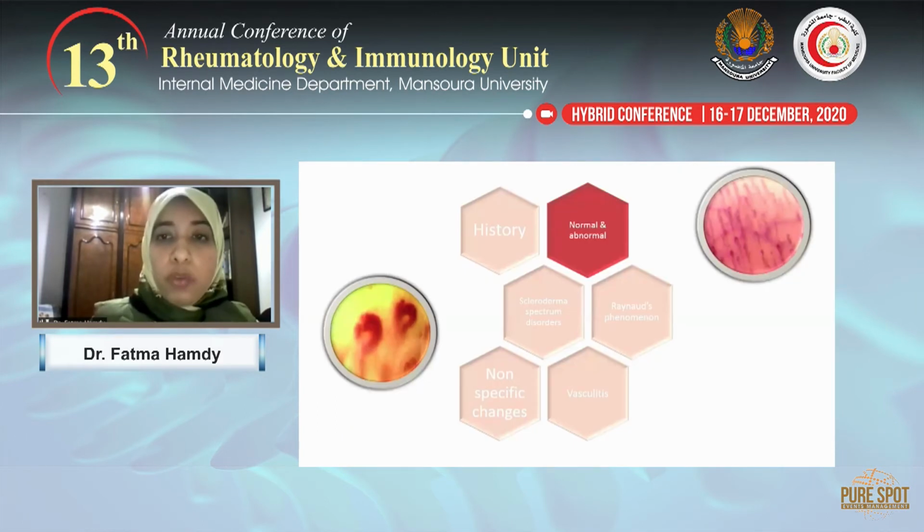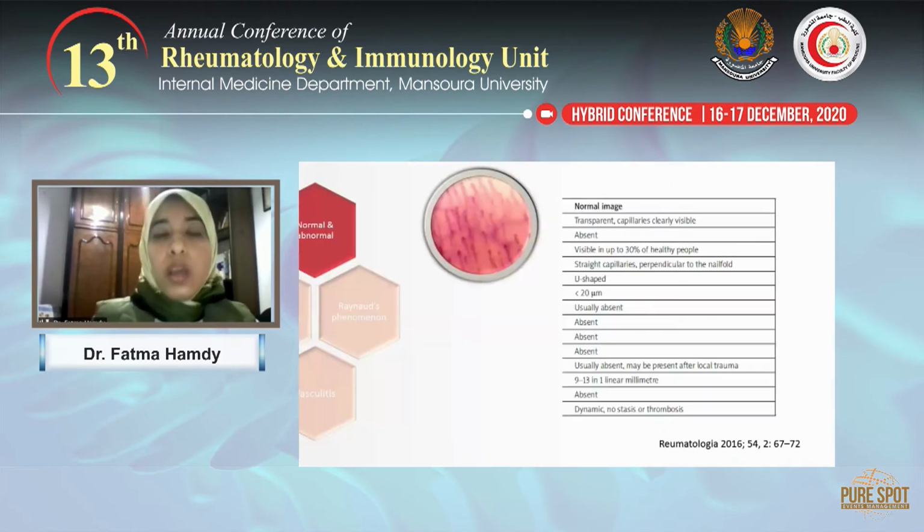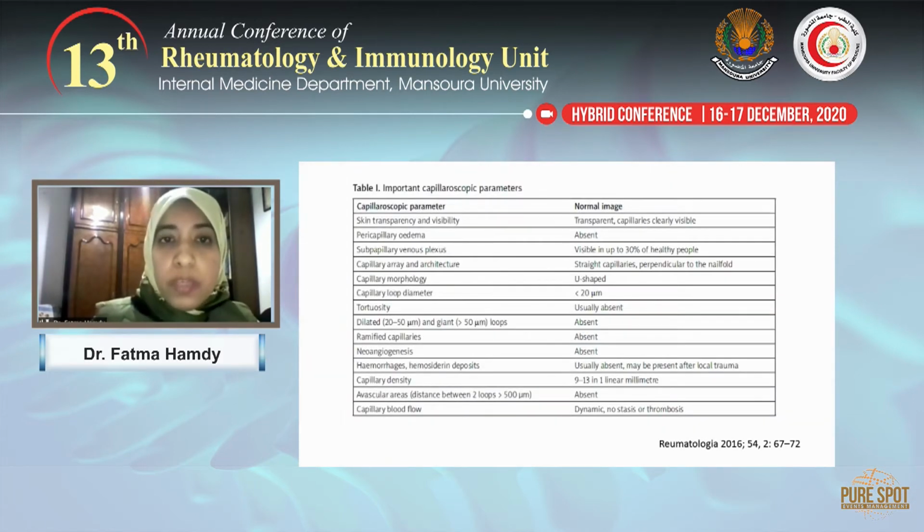Now we will talk about what's normal and what's abnormal. In normal capillaroscopy, the skin should be transparent and visible, and the capillaries are clearly visible with no capillary edema. The subcapillary venous plexus may be visible in about 30% of the healthy population. As for capillary architecture, the capillaries should be parallel to each other. The shape of the capillary should be U-shaped. Diameter should be less than 20 micrometers. Usually there are no tortuous, dilated, giant or ramified capillaries, no angiogenesis, no hemorrhage or hemosiderin deposits.